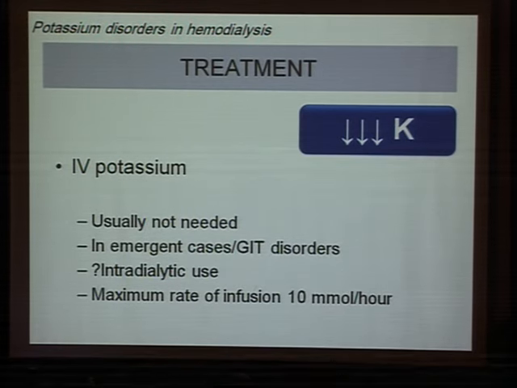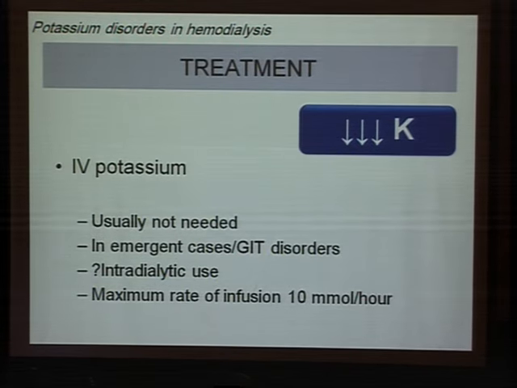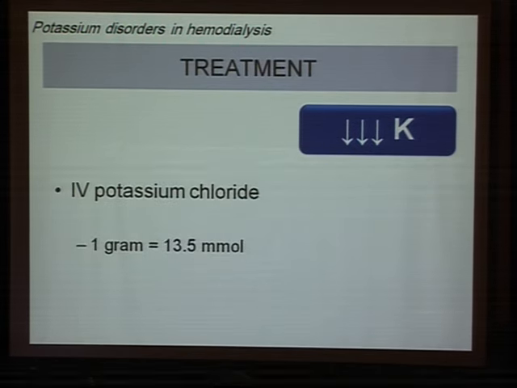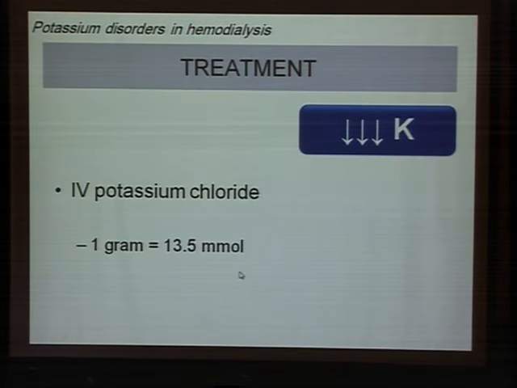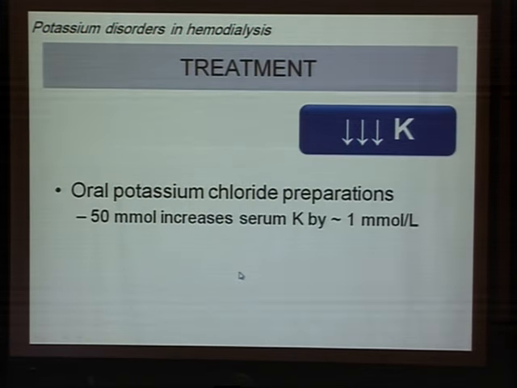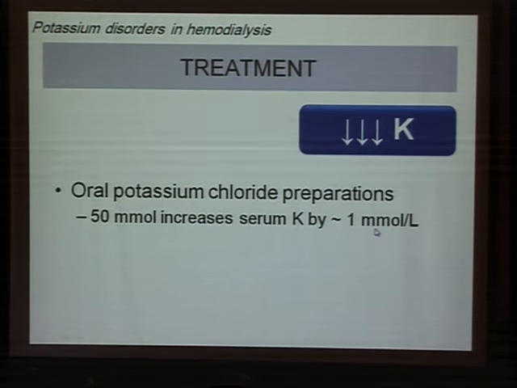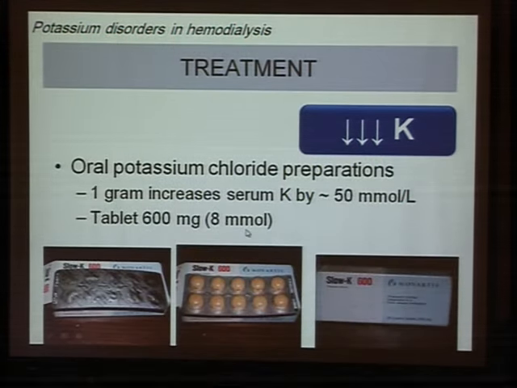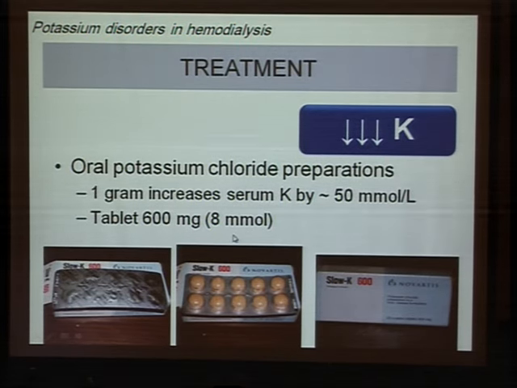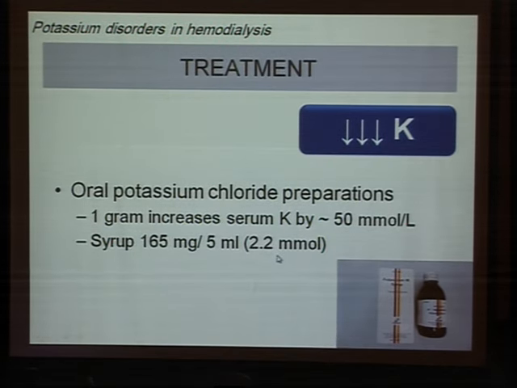Again, IV potassium is usually not needed, and the maximum rate of infusion, preferably, is 10 millimoles per hour. And remember that 1 gram contains about 13 millimoles. And what about oral potassium supplementation? It is much weaker. 50 millimoles will give only 1 millimole per liter. For example, in Egypt, tablets contain only 8 millimoles, and syrup contains even less potassium.